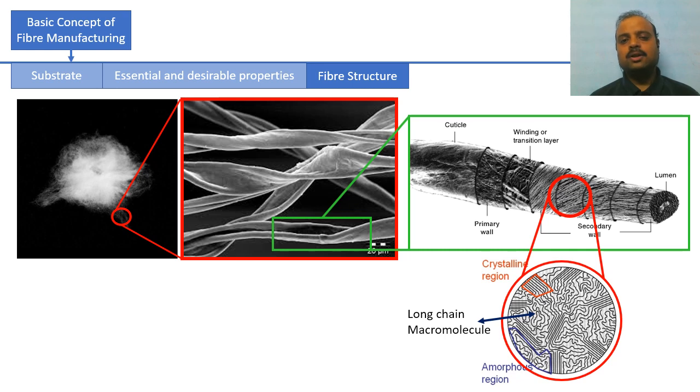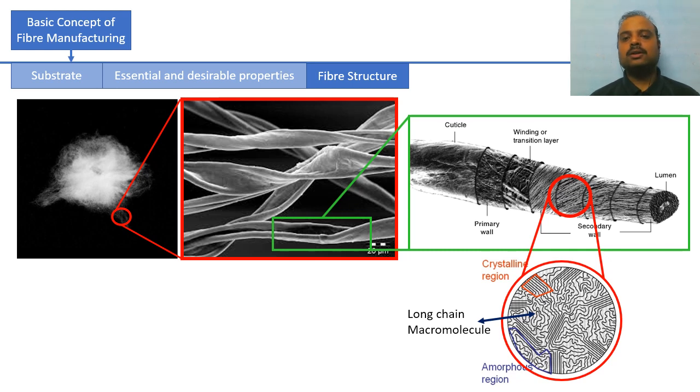Whereas in some regions, polymeric chains are arranged randomly, haphazardly, and this region is referred to as the amorphous region. So there are basically two regions in the fiber. One is the crystalline region, another is the amorphous region. A single polymeric chain can pass through the crystalline as well as the amorphous region multiple times.